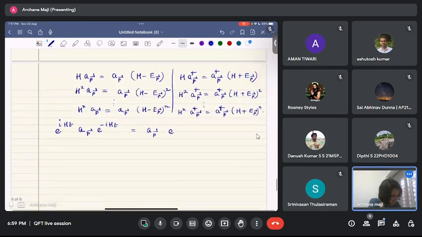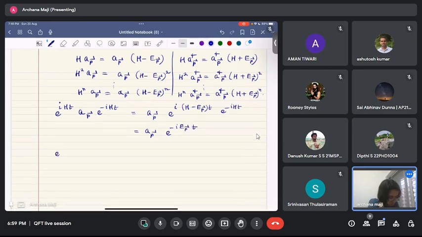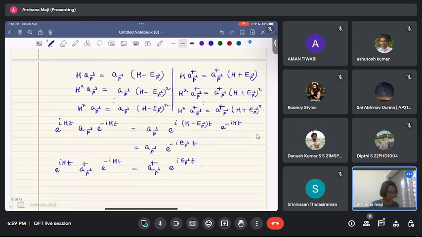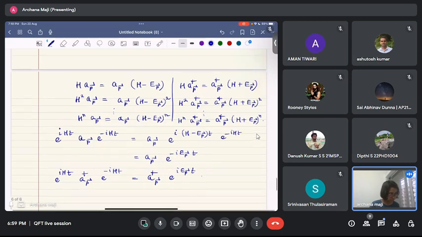So then what does it mean? This is nothing but exponential i(H minus E_p)t times exponential minus iHt. This is equal to a_p exponential minus i E_p t. Likewise, exponential iHt a dagger exponential minus iHt will be a_p dagger exponential i E_p t. Is this clear? Do you have any issue in any of the steps?